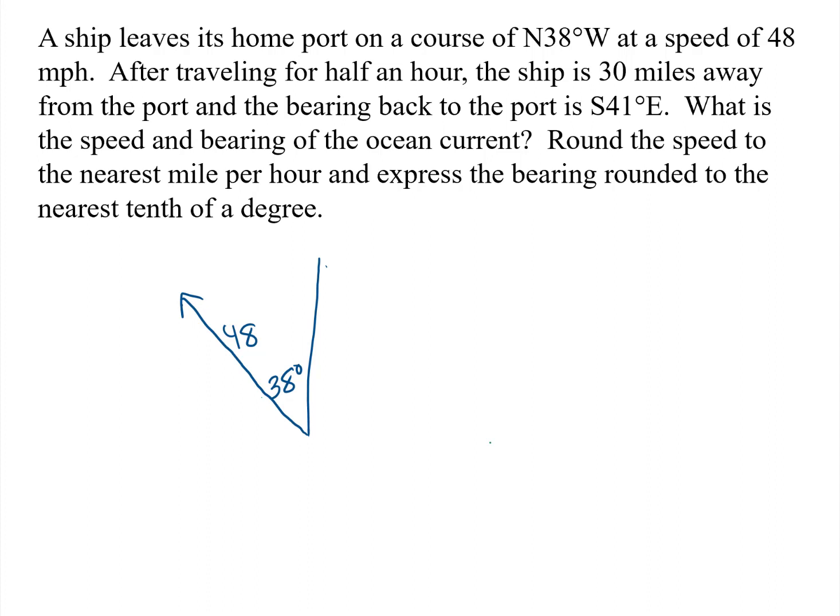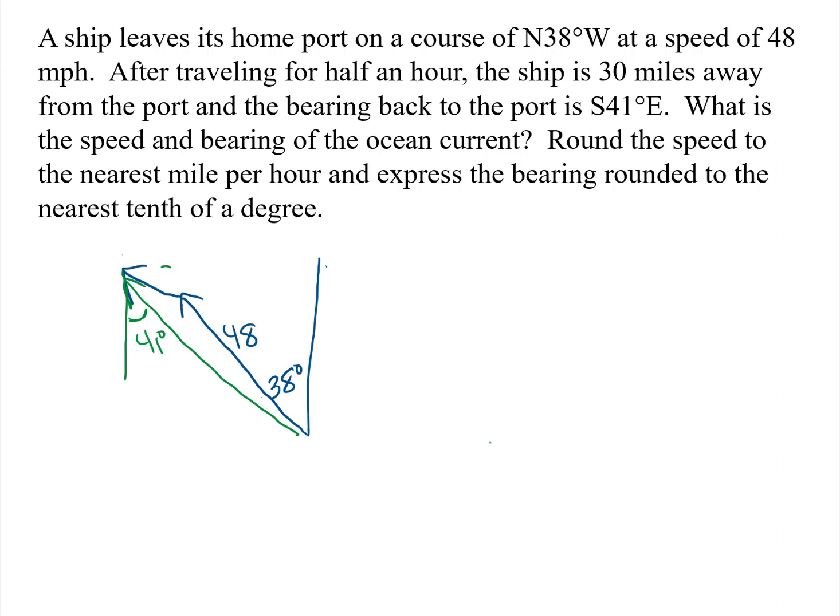So if it's 30 miles away, if we'd gone for an hour, figuring its velocity only went half an hour and went 30 miles, so the resultant velocity is 60 miles an hour. Since the ship was only going 48, we know that the current is helping push it some, so we're going to draw something to represent the current here. Then back to the port, the resultant vector would be the one that hooks these up, and we know that vector off from south is 41 degrees to the east, so this angle right here.